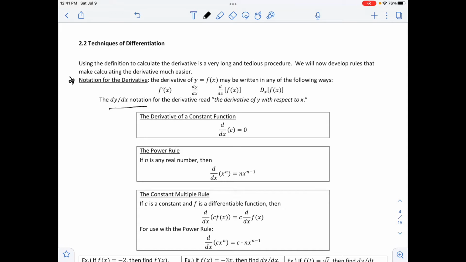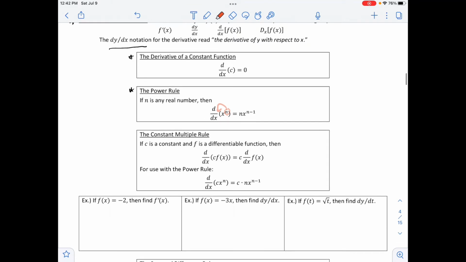And this one's a big one to know, especially as we move through chapter 2 and into chapters 3 and 4 also. The derivative of a constant function, d dx of c, just a number, a constant, it could be pi, a fraction, decimal, positive, negative, 0, anything, is just equal to 0. Then we have our power rule, which says if n is any real number, then the derivative of x to the n, notice that exponent n comes out in front, and you subtract 1 from that power.